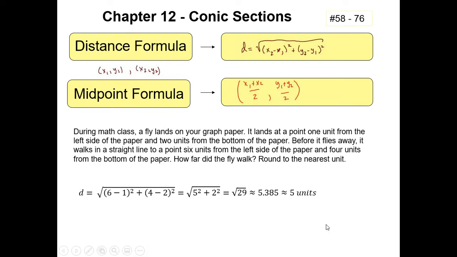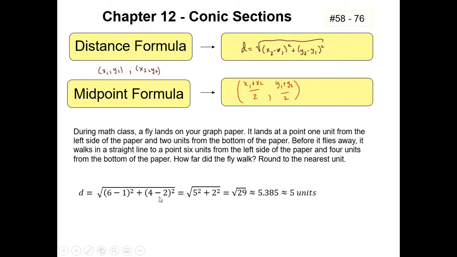Well, I'm going to look at it this way. Distance is x2 minus x1, squared. So x2 was the point 6 units from the left side, and x1 was the point 1 unit from the left side. So 6 minus 1. And then my y value: 4 units from the bottom of the paper is y2, and 2 units from the bottom of the paper was y1.